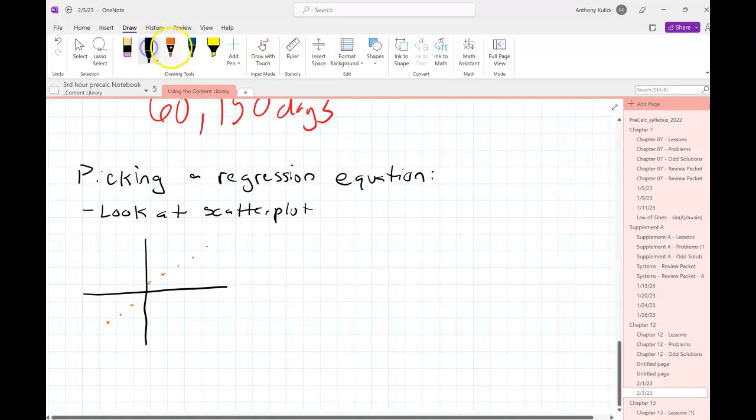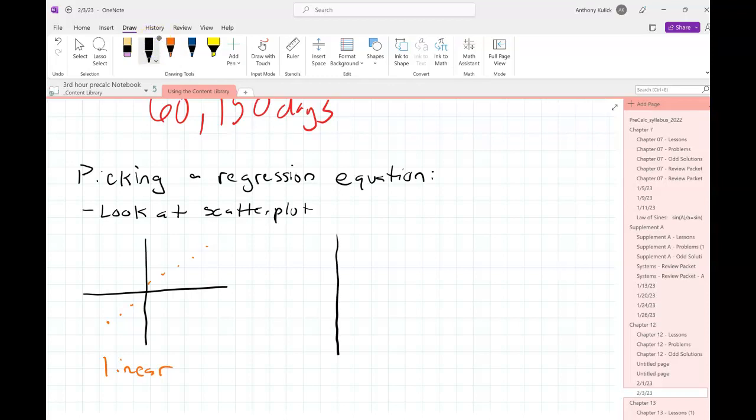If our data looks like this, so again, what we're trying to do is talk about how to choose what type of regression equation to make, if you're not told what to do. What we're going to do is look at the scatter plot. Let's say our scatter plot looks like this one. What shape does that look like? Straight line. So we should use a linear regression. Exactly. But if it's curved, then we would use a power regression.